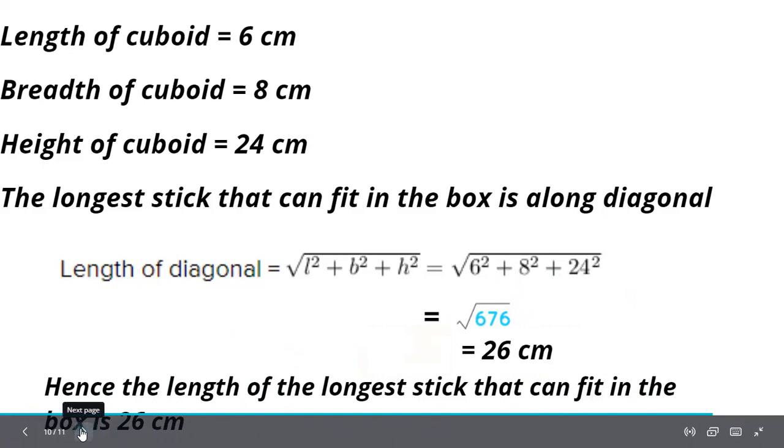Based on the Pythagoras theorem, the problems will be solved during online sessions.